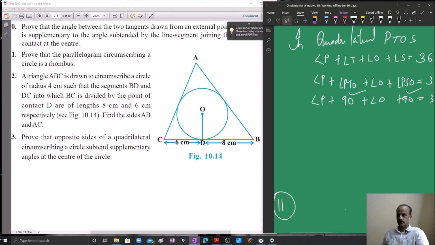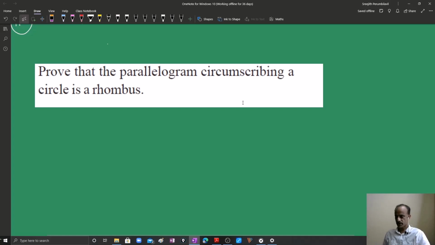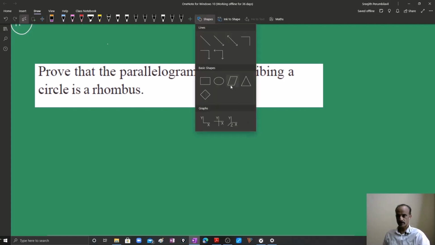Next one is question number 11. Prove that the parallelogram circumscribing a circle is a rhombus. What does that mean? There is a parallelogram which circumscribes a circle.